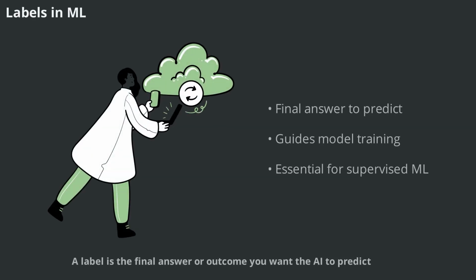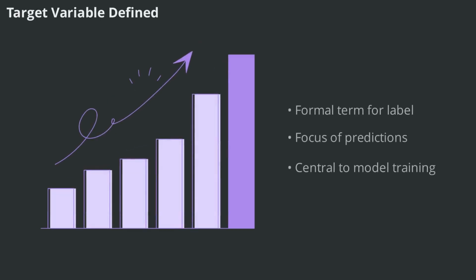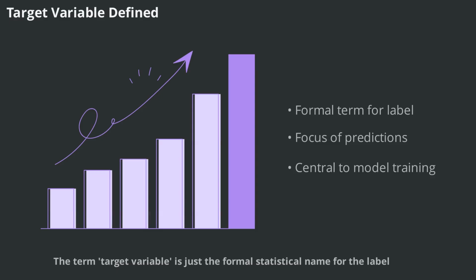A label is the final answer or outcome you want the AI to predict. In our house price example, the label is the actual selling price of the house. Labels are what supervised learning models try to guess based on the features provided. They are essential for teaching the model what the correct output should be during the training process. The term target variable is just the formal statistical name for the label.